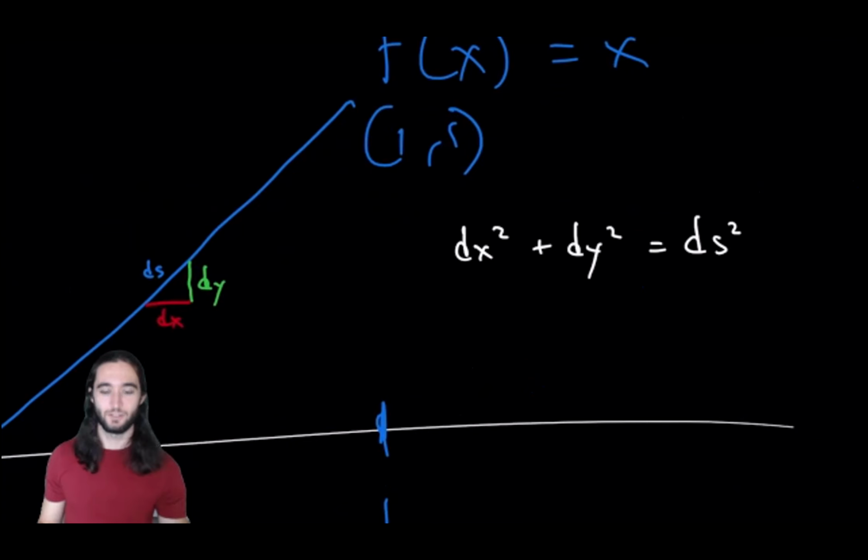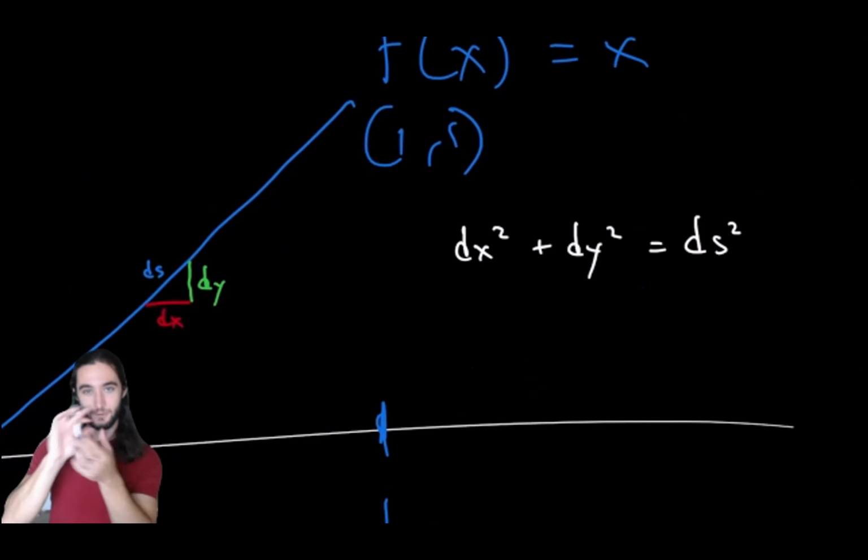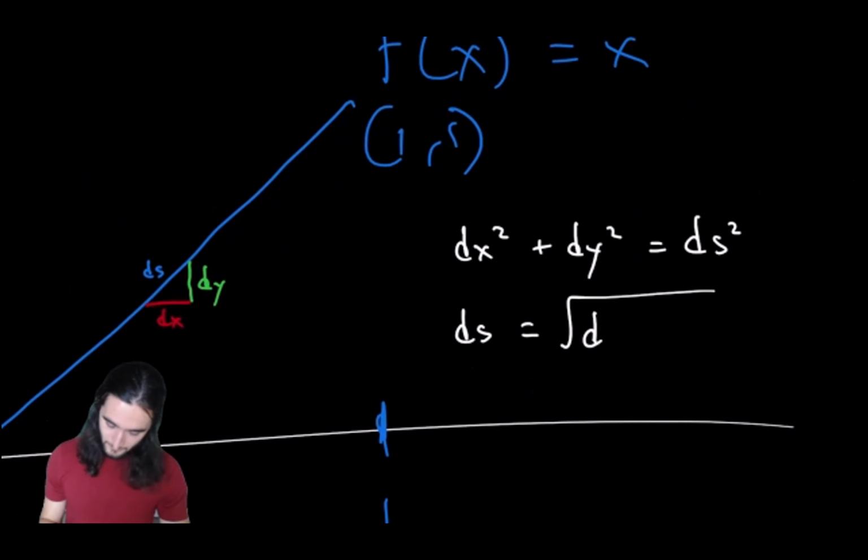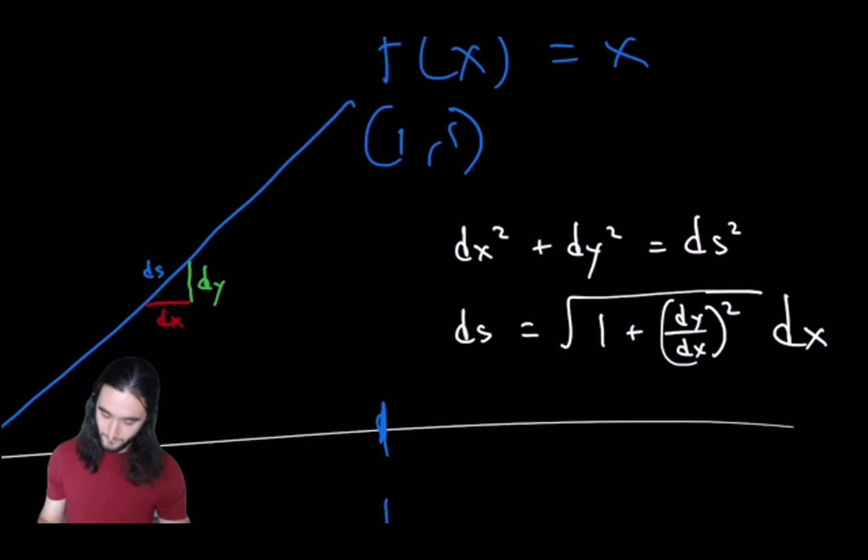So they always have this relationship with each other. And if you solve that for ds, you get ds is the square root of dx squared plus dy squared. And if you want to, you can even rewrite it like that. So the point is, it's this other differential object which is related to the ones you're familiar with by this equation.